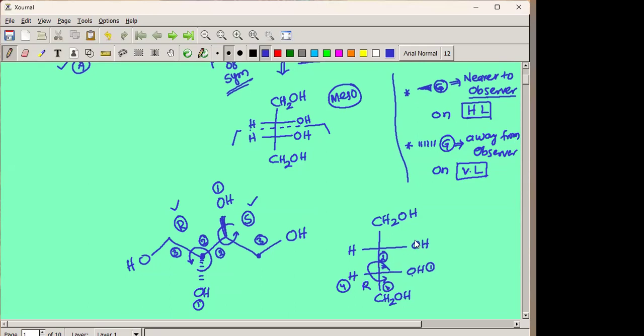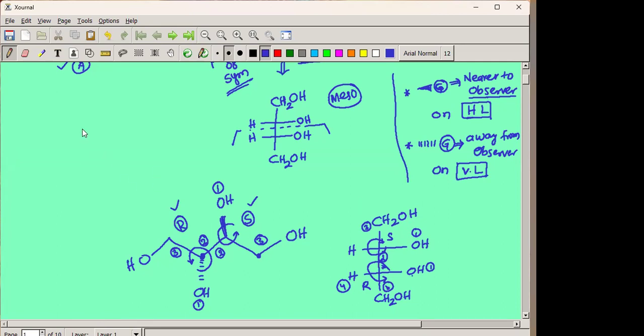What about this? This is the first priority group, this is the second, this is the third, and this is the fourth priority group. Rotation 1, 2, 3. Sir, but the hydrogen is present on the horizontal line. So that's why the configuration is S. In the case of a meso compound, what is the configuration here? RS nomenclature. So here the configuration is RS. So that's why this is a meso compound.